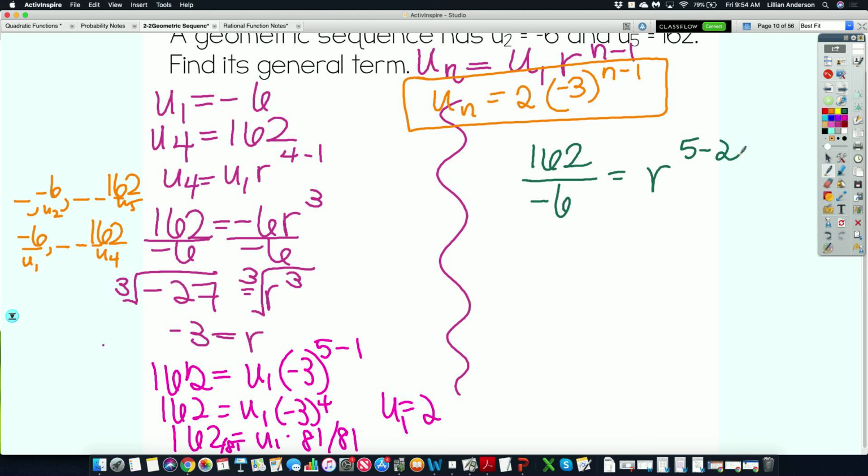That works every time. You just have to remember that you put the term that's the furthest down the sequence on top and then the one that's closest on the bottom. And then you just subtract where they're placed. Instead of doing n minus 1, you just subtract their places. And then you'll end up literally exactly at this same spot of negative 27 equals r to the third. I'm literally back at this same spot right here. Okay?